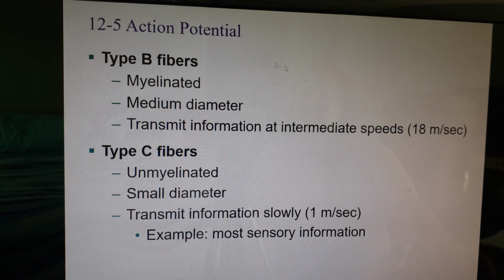So not life and death kind of information going to the brain, just general sensory information and just general signals from the brain can go at this speed. Type C are unmyelinated and smallest diameter, so they are the slowest one, and they can only send the information at 1 meter per second. So things like smell and pressure and touch and things like that would just go 1 meter per second.